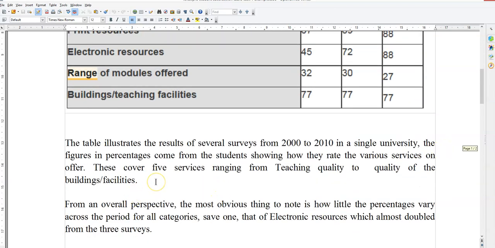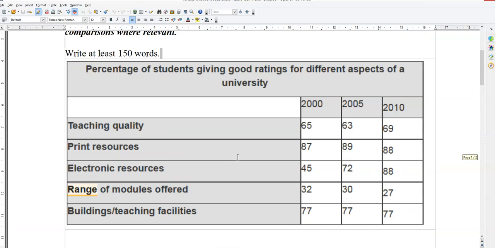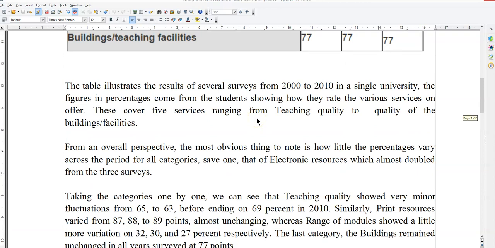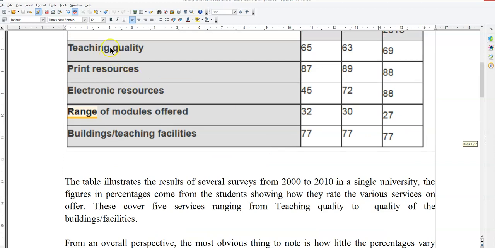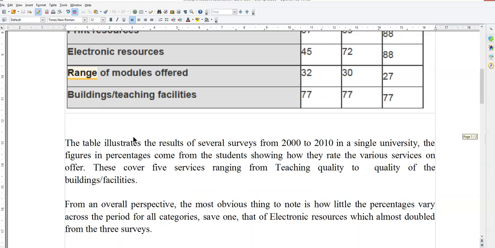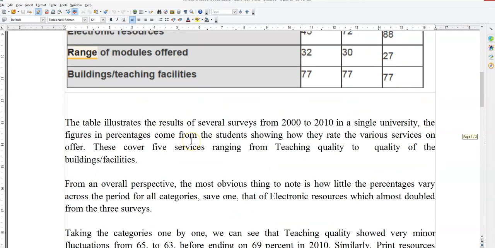Okay. Introduction time. The table illustrates the results of several surveys from 2000 to 2010 in a single university. The figures are in percentages, from this year to this year, some different surveys. The figures are in percentages from students, how they rate the various services on offer. 5 services ranging from quality teaching to buildings and facilities. So that's what you need for an introduction.